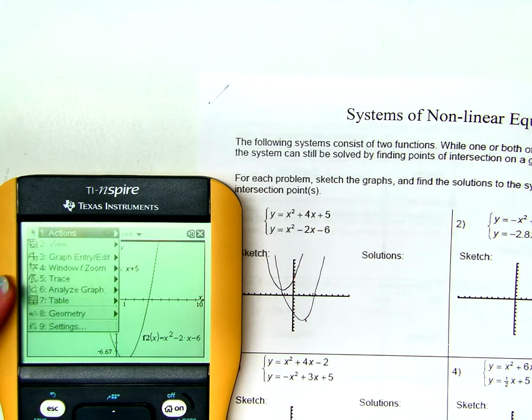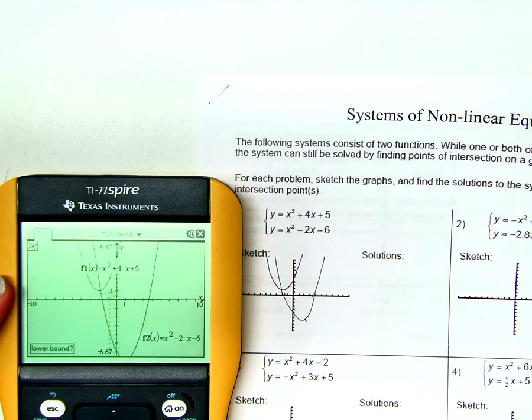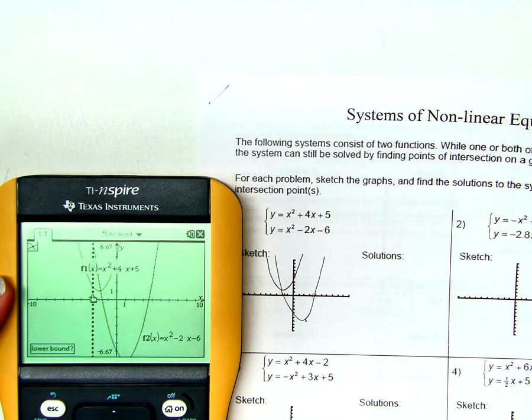So we can go to Menu, Analyze our graph, and find our intersection, number 4. Okay. I can move my left bound, move my line over here to the left side of this intersection and hit enter, and then move it to the right side of the intersection and hit enter, or click the middle click. And it tells me right here what that point is. Now, for me that's very hard to see, so I'm going to hit Control and then the middle click button, and I pull this over here to the side so I can see exactly what it says.